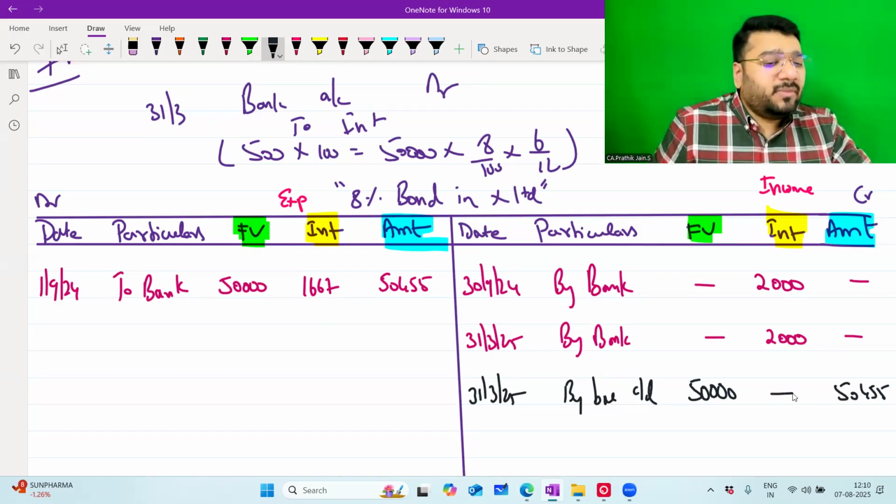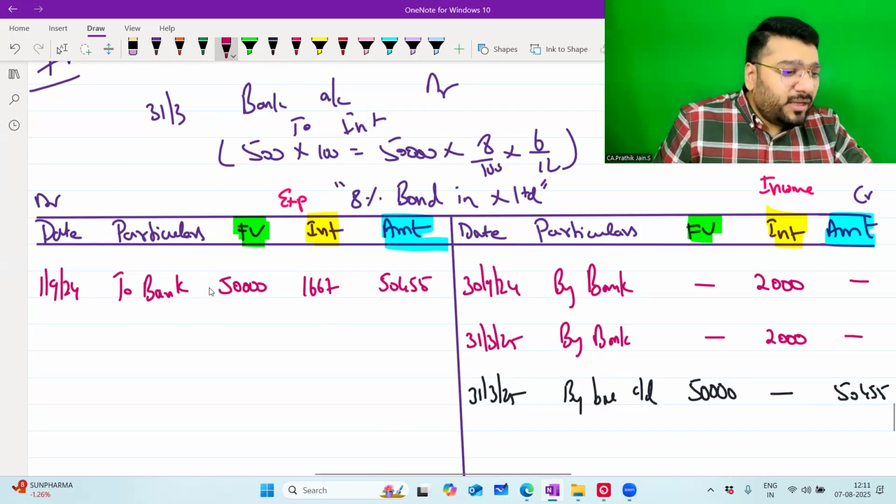Interest will not come here. Interest will come on the opposite side. I hope all of you know the balancing. Anybody who does not know the balancing?